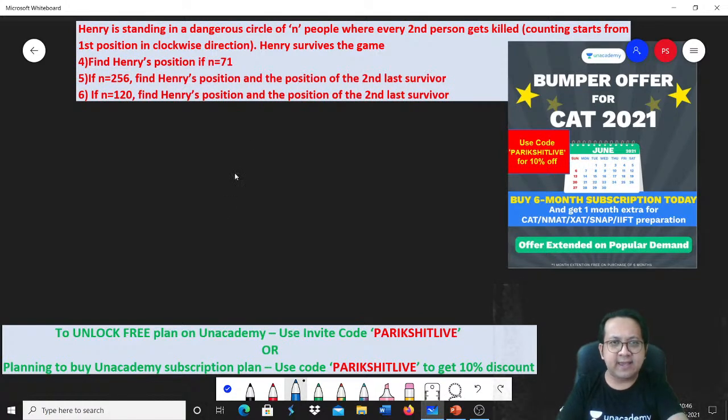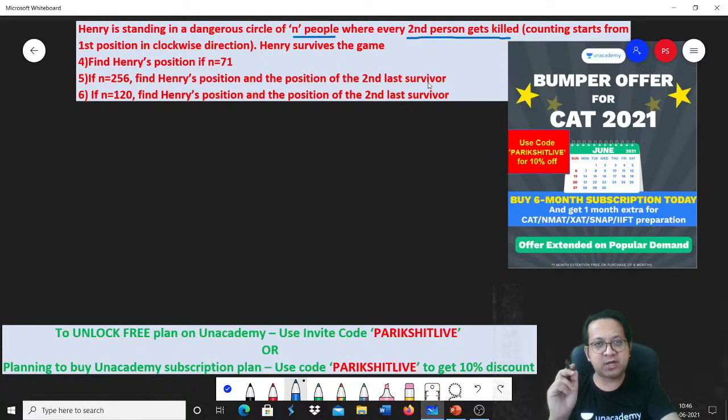Henry is standing in a dangerous circle of n people where every second person gets killed. Counting starts from first position in clockwise direction. Henry survives the game. So what is happening? Number of people are standing in a circle, and the way is every second person will get killed. But you know what? Henry survives the game. Why does he survive the game? Logic is very simple. Henry survives the game because he's the last man standing.